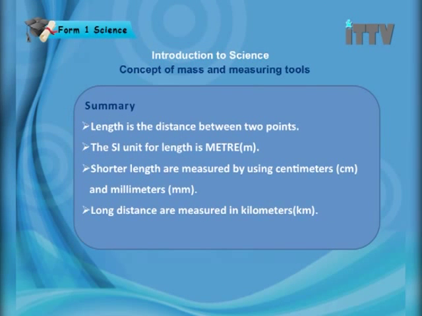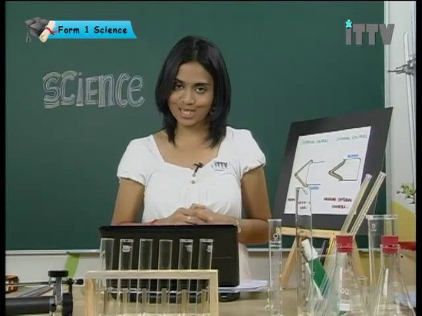Length is the distance between 2 points. The SI unit for length is meter. Shorter lengths are measured by using centimeters, cm, and millimeters, mm. Long distances are measured in kilometers, km. So always remember that length is the distance between 2 points. So this is basically the summary for the lesson today.